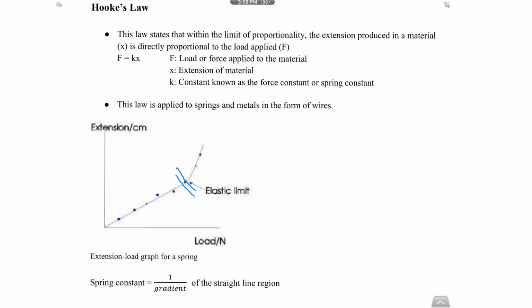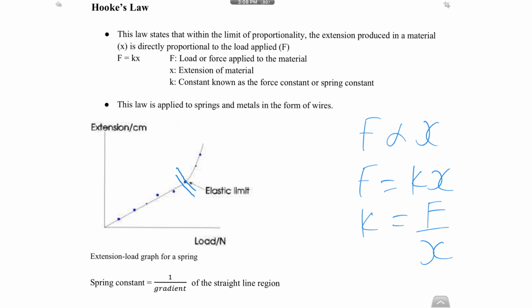So which gives us the equation what? Since F is proportional to x, when you introduce a constant, it is F equals kx, and that's how we get the expression for k, which is F divided by x. So what's the definition of k? K here is called a force constant or a spring constant. You can call it either force constant or spring constant.